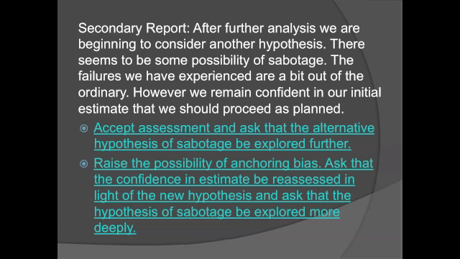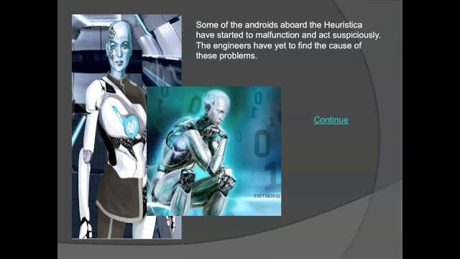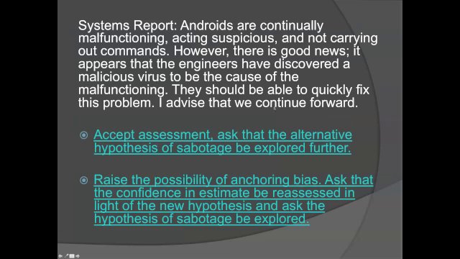Sabotage! I knew it had to be something else. Let's keep exploring sabotage. The crew doesn't seem that suspicious to me. I think I'll just accept the assessment and keep exploring sabotage. Here, the player ignores anchoring bias and proceeds. They are given a warning about continued activity, specifically that androids are now acting suspicious. They are given further LOs directed toward detecting anchoring bias.